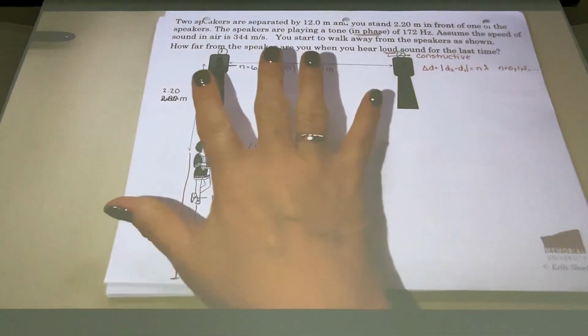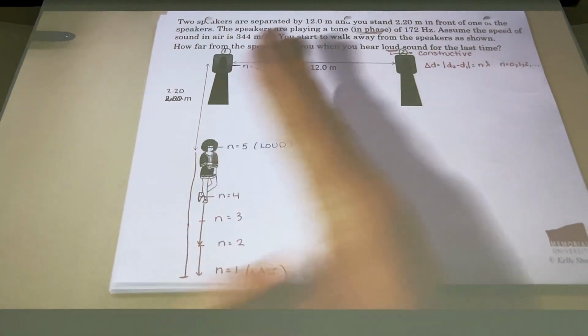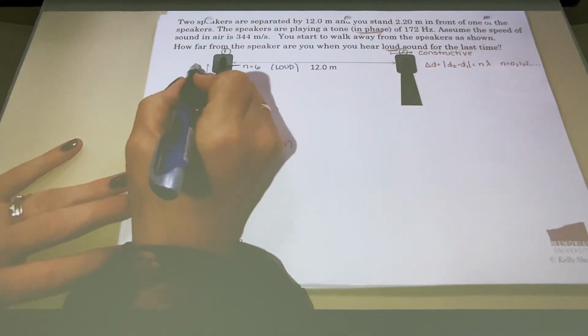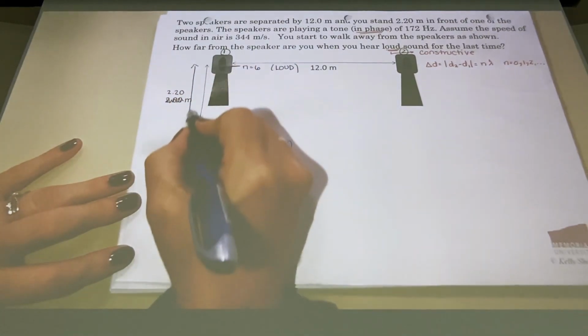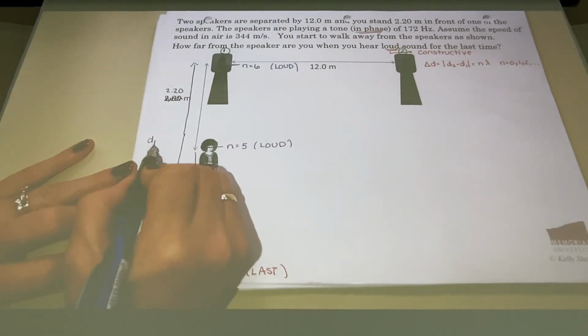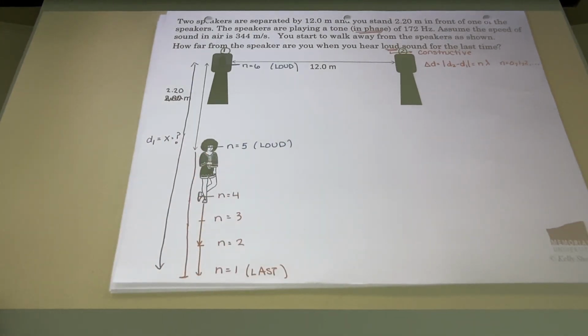So now we're going to take this picture, put it together with this equation, and we're going to find our distance. So what we have to do in all these problems is we have to label our D1. D1 is our person to speaker 1. So from here to here, this is D1. I do not know what this distance is. I'm just going to call this distance x. This is what I'm trying to figure out.